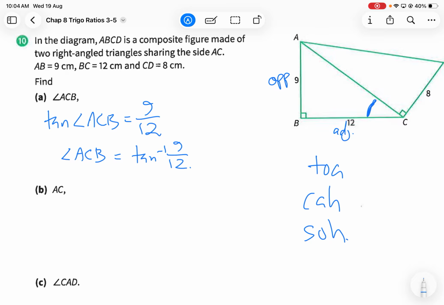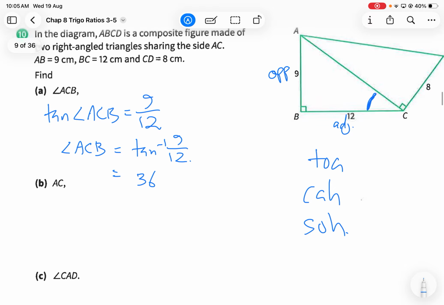Tangent inverse 9 over 12 is something I can key into the calculator, and my calculator will tell me what the angle is. Wow, very good. Then whose calculator? Teamwork makes the dream work. Okay?